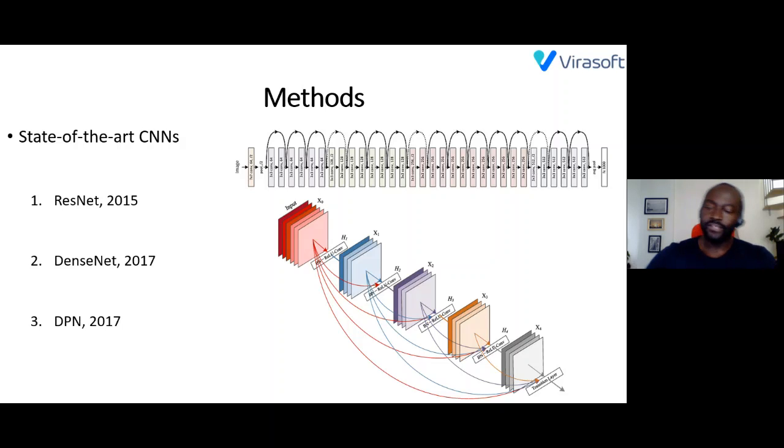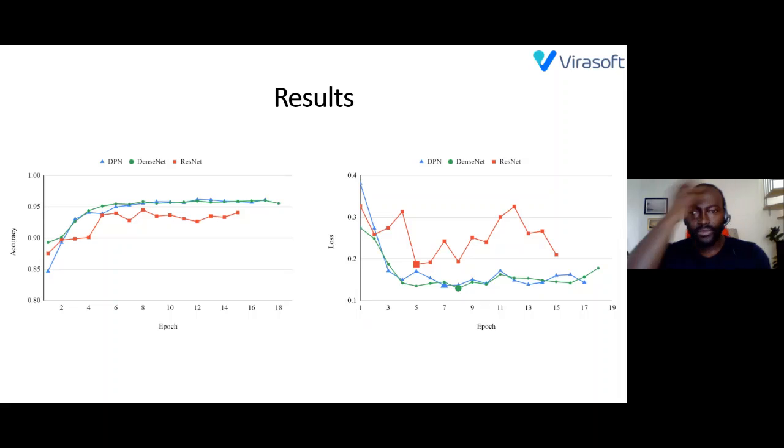Now, for all of these networks, we use the same data to train them. We use the same parameters. So the learning rate was the same. The loss functions were the same, and we use the same metrics to evaluate them.